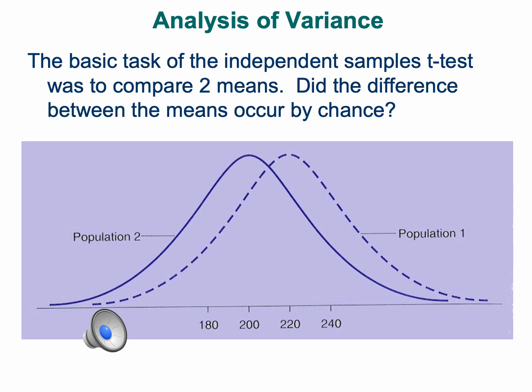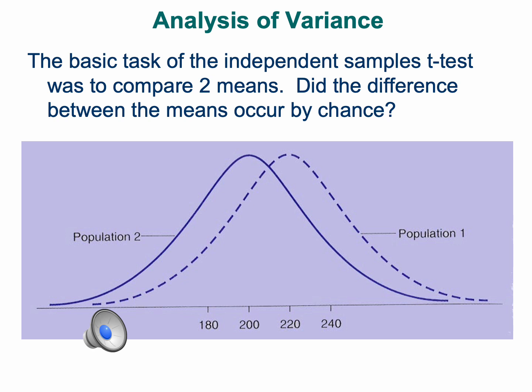The basic task of the independent samples t-test was to compare two means. So you have a mean from population 1 and a mean from population 2. You go out and sample the populations, do your study, and collect your data. Then you compare the two means and make an inference about whether the difference between the means occurred by chance or not. So the t-test is based upon the simple comparison of just two means.